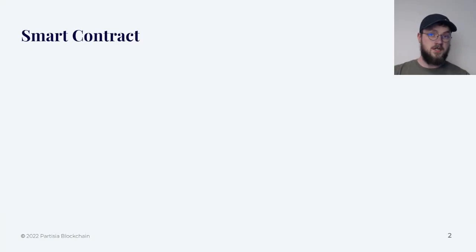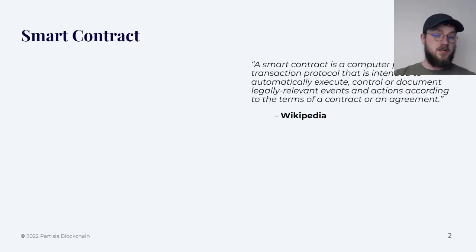First off, what is a smart contract? If you look it up at Wikipedia, it's defined as a computer program or protocol where the execution and control is automatic, so there is no interaction from a human side, and in this way we can have legal events and agreements being executed by our smart contract.